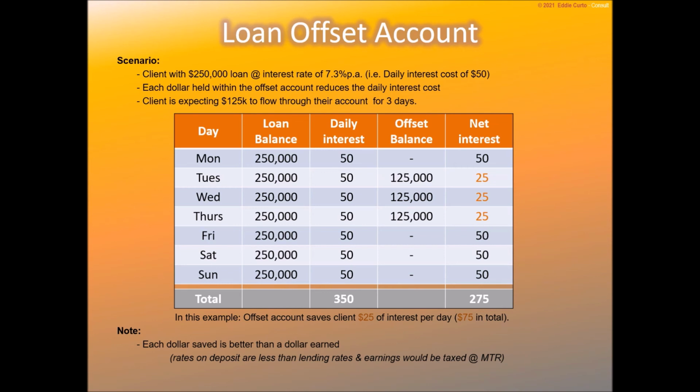So had that gone into an online saver account, and even if the client could achieve a 7.3% return, which would be unlikely, the earnings on that 7.3% would be charged at the marginal rate and effectively reduce the overall return for the client. So there's an example just to illustrate how a loan offset account might be used.